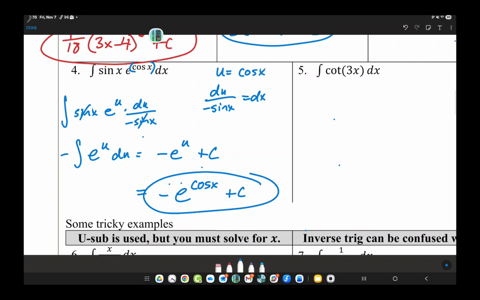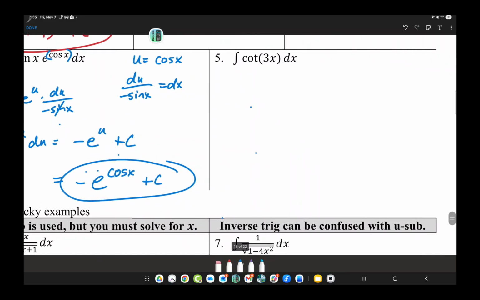Now, number 5 does get a bit interesting. Here, we're going to say what's in the parentheses is 3x, so u equals 3x, which means du over 3 is equal to dx, because the derivative of 3x is 3. All right, so we have the integral of cotangent of u du over 3, which we can write as 1/3. We can bring that out.